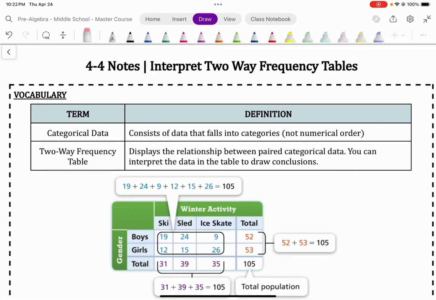These are pre-algebra notes for section 4.4. We're going to interpret two-way frequency tables. We'll start with our vocabulary.